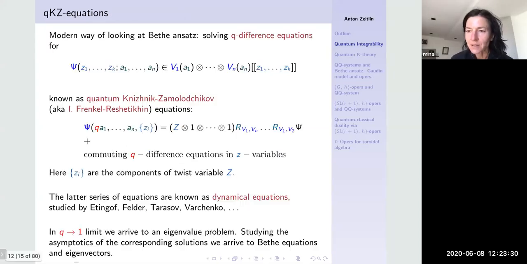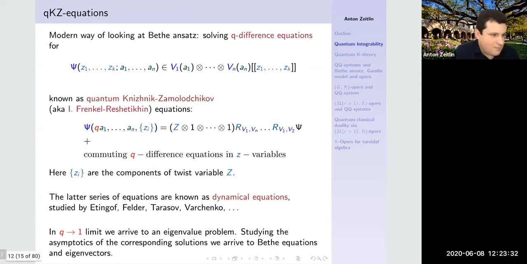Okay. So now the more modern view on Bethe ansatz equations is to look at difference equations known as quantum Knizhnik-Zamolodchikov equations. So this is what we are solving it with respect to. So we are looking at functions with values.